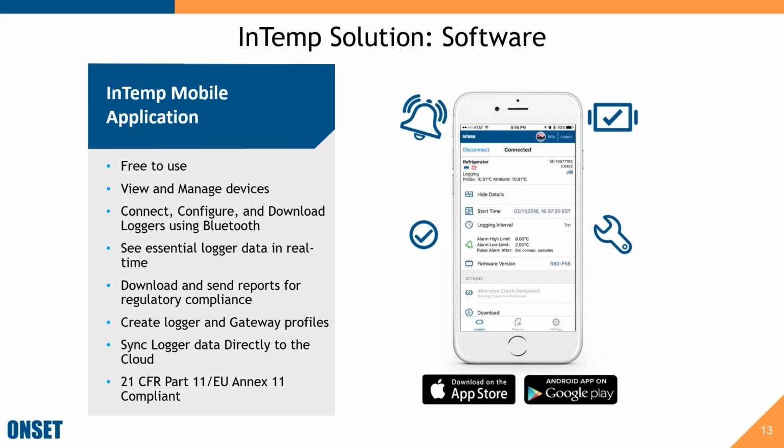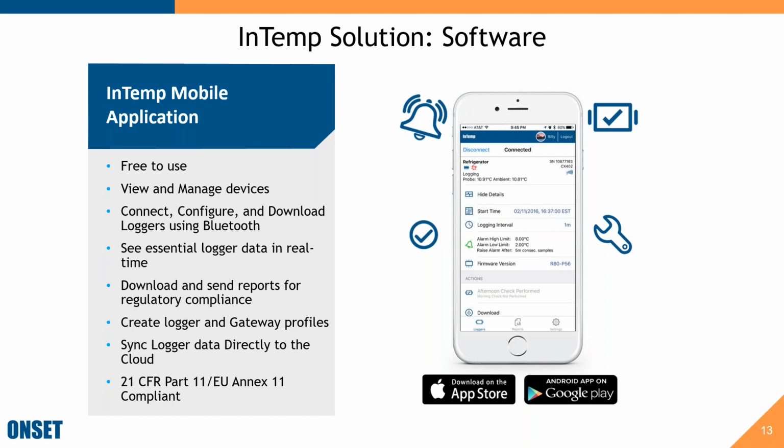Right on the front screen or home screen, you can see essential logger data in real time. And in real time, again, really means when you're in range of that logger. So you can see if there's any alarms, what the current temperature is, what the battery level is, and so forth.